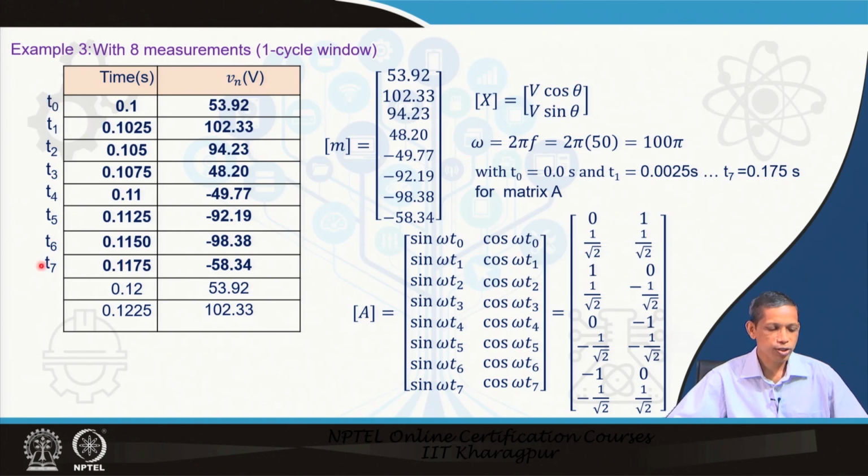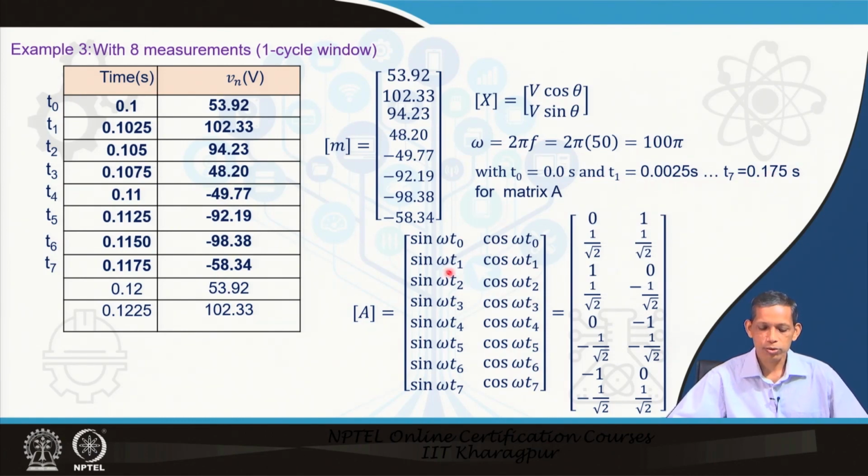So, t0 through t7, we have 8 samples here, one cycle, and these are the corresponding measurements that will be considered here. So, our measurement m here is these 8 measurements. And x again happens to be the same two unknowns, a and b, and omega as usual. t0 we start from 0 to t7 equal to 0.175, that is the 8th sample we are talking about.